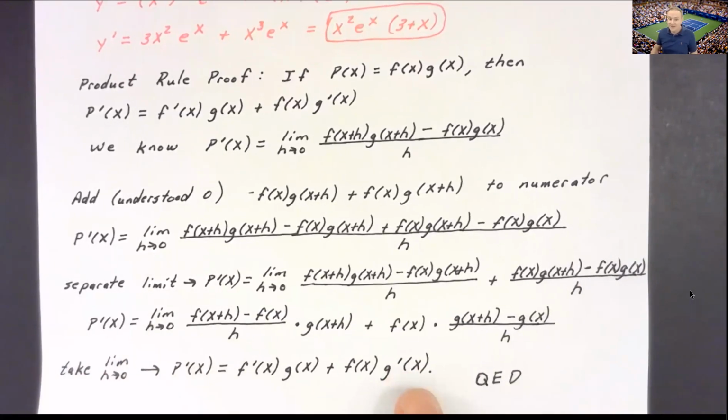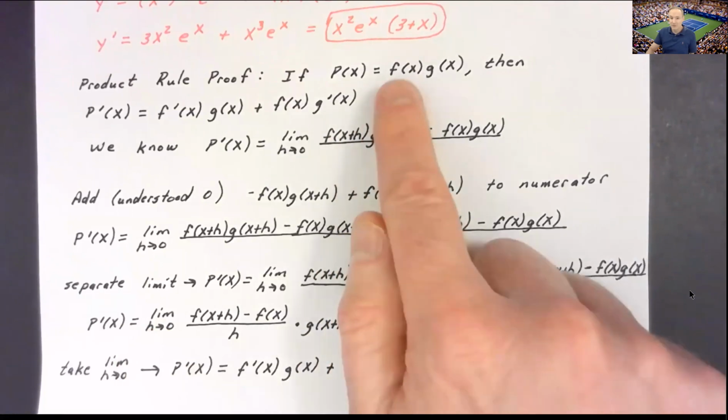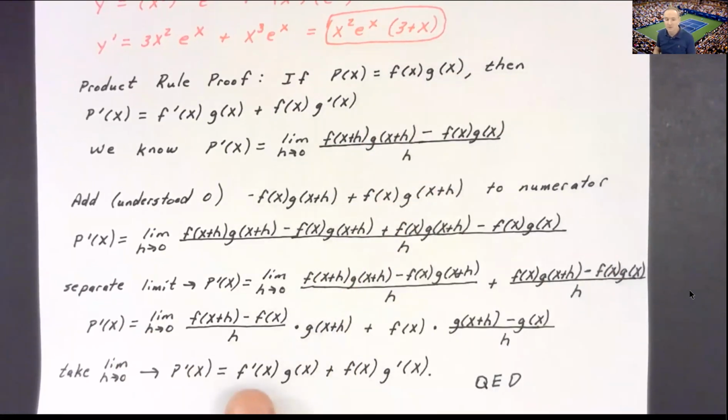And so you can say, well, if p of x is equal to f of x times g of x, its derivative is f prime times g plus f times g prime, and that is the end of this gorgeous product rule proof. To show that it's the end, I write QED, quod erat demonstrandum.